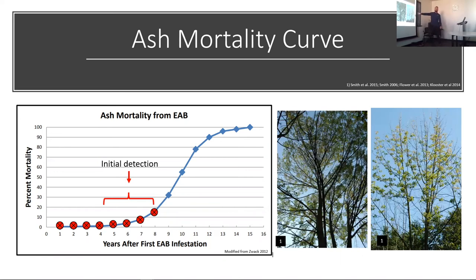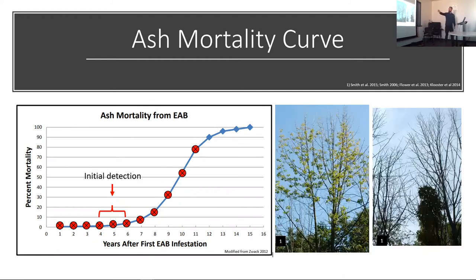So where people are physically noticing it, or we get lucky and catch it in a trap or something. So you're looking at, look at that curve. When you get from year 8 to year 12, you go from 15% mortality of your trees in the community to 80%. And it pans out community after community after community. So by the time we detect this, it's already gone.